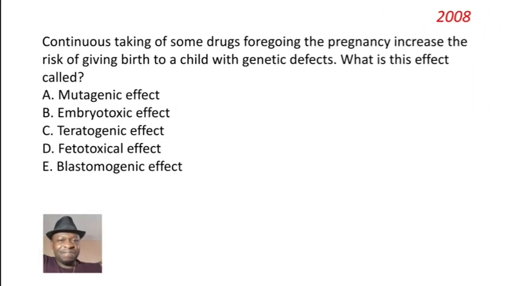Okay, next question. Continuous taking of some drugs before the pregnancy increases the risk of giving birth to a child with genetic defects. What is this effect called? Right. So here the taking in of drugs is associated with what? Genetic defects, like the genes themselves, right? So this is a mutagenic effect. For toxoplasmosis, that was a teratogenic effect.